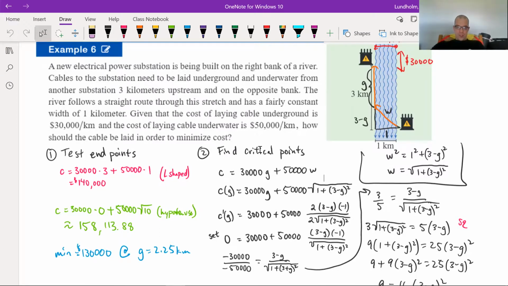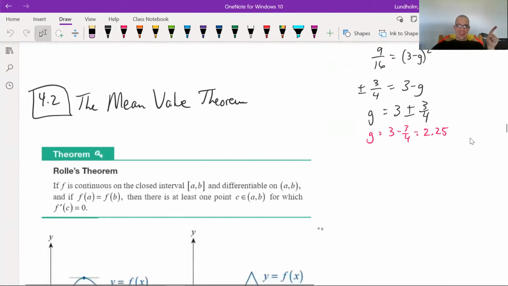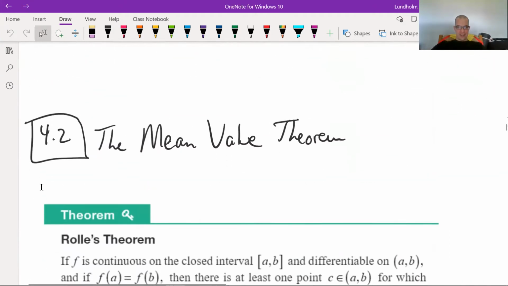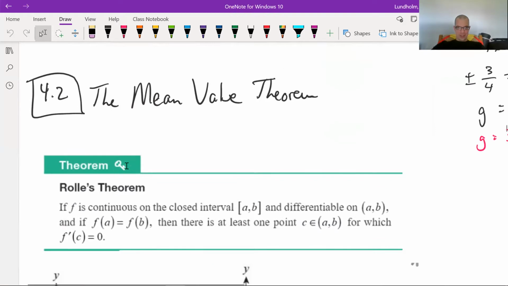Cool. So there was actually an interesting solution to this one, and not just one of the endpoints. Derivatives are great. A lot of work there, though, to get there. Okay, I think that is the end of 4.1. We're going to move into 4.2. I at least want to talk about Rolle's theorem and maybe introduce the mean value theorem. Sorry if this is getting to be too long.